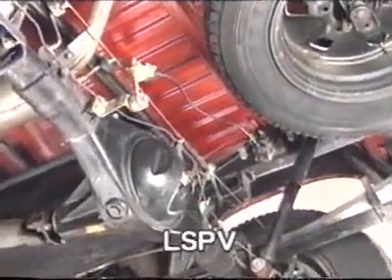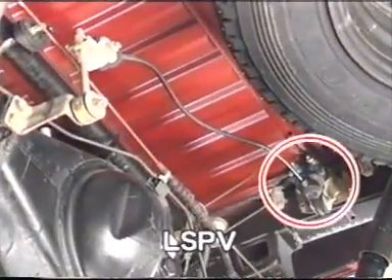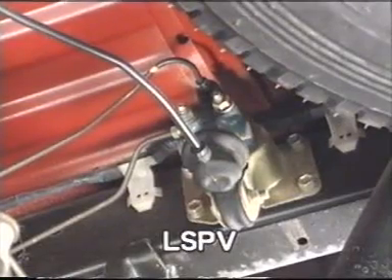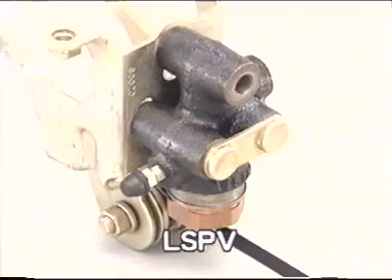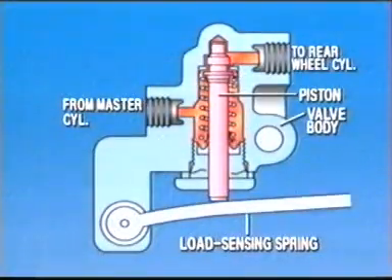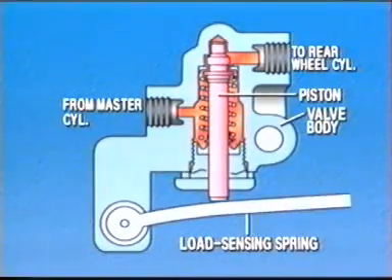Here, the piston of the LSPV is being moved upward by the load-sensing spring. When the load is small, the spring does not make contact with the piston. On the other hand, when the load is large, the spring moves the piston upward.